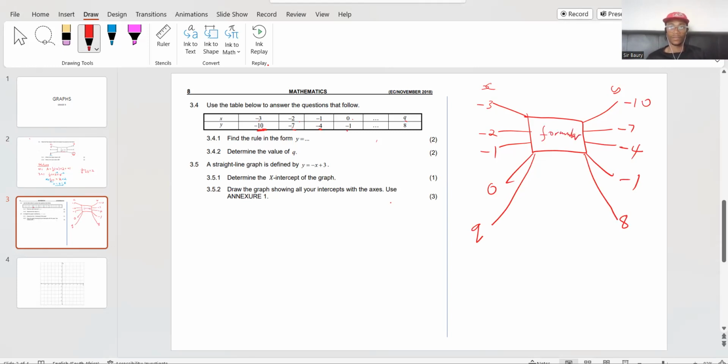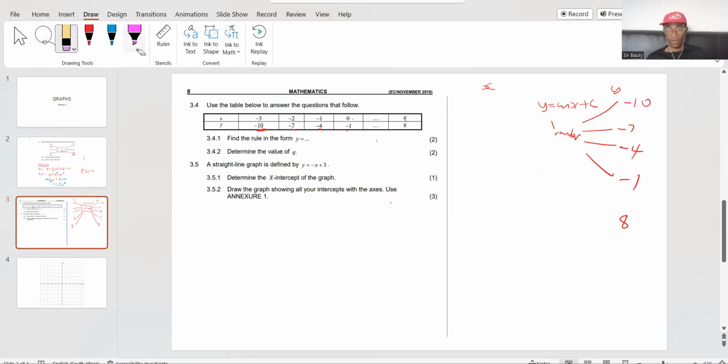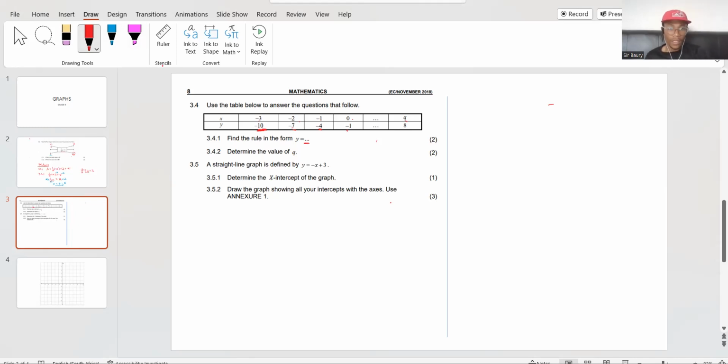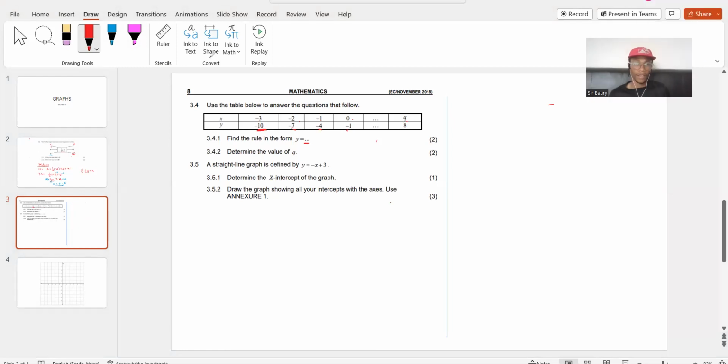I don't know the formula, but I know that it is y is equal to mx plus c. So it's a similar thing to the previous question. Good. So getting to answer this, your first question was to find the rule in the form y is equal to something. But I know for sure one thing is that y is equal to mx plus c or ax plus q. So these are the things you need to know for finding the formula.